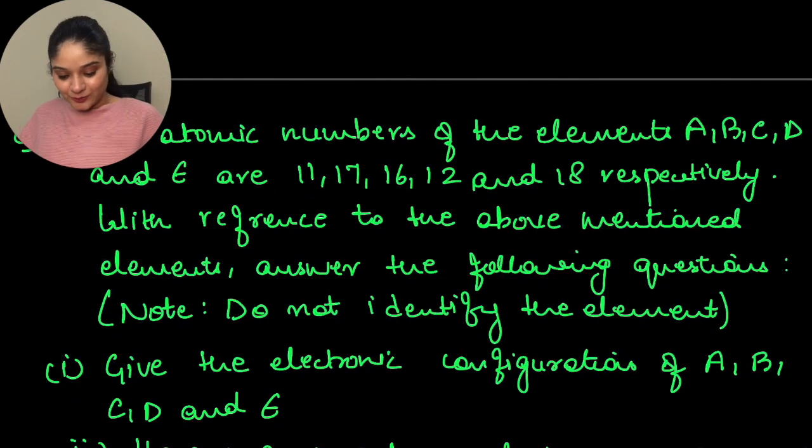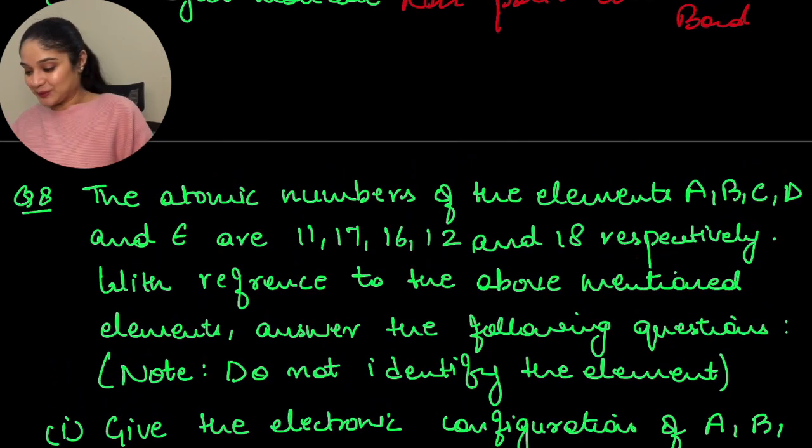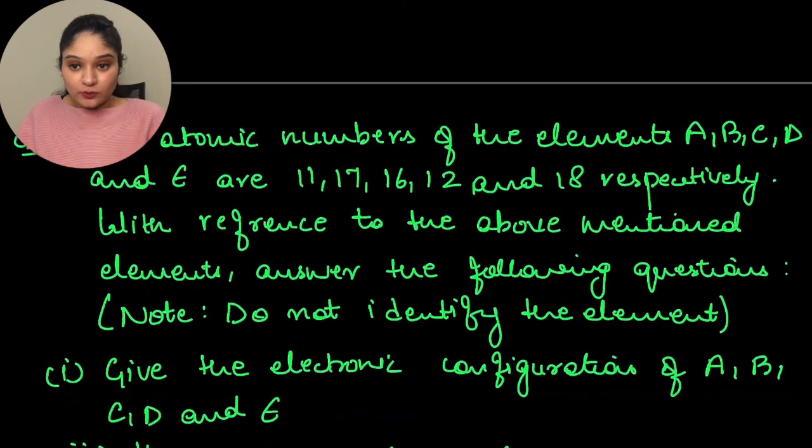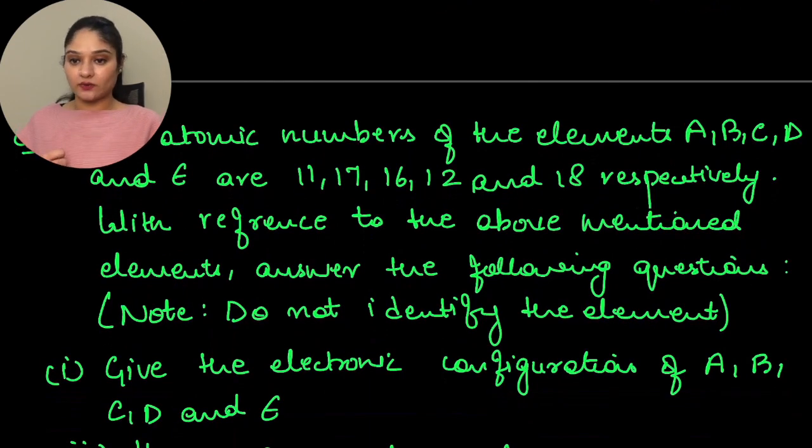Alright students, let's move to question number 8. The question says the atomic numbers of the elements A, B, C, D, E are given, and with reference to the above mentioned elements, answer the following questions. The note specifically says do not identify the elements. The first one is to give the electronic configuration. That's exactly what you're supposed to do in the first step, whether they are asking it or not. Since you are anyways doing the electronic configuration, you get marks for it.